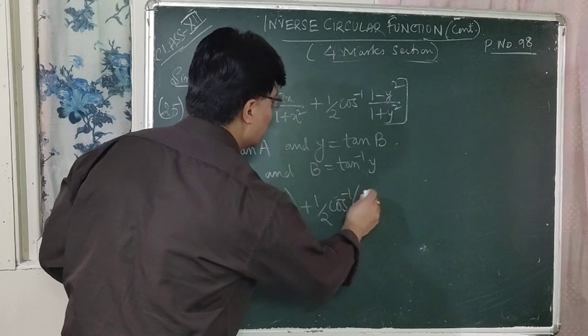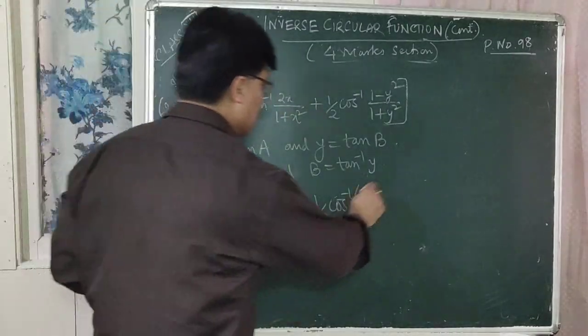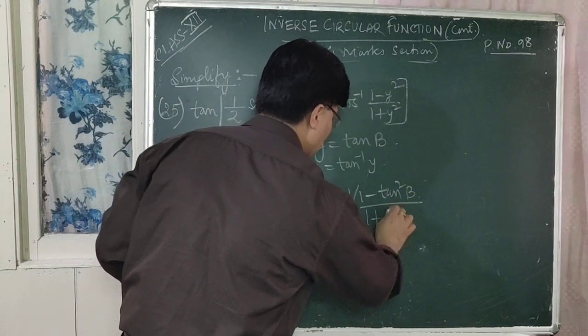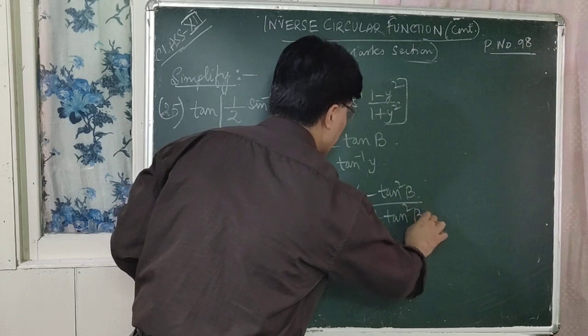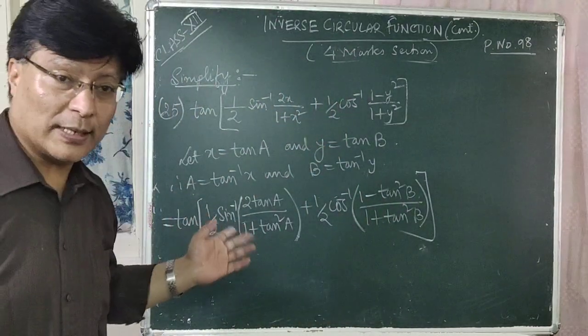cos inverse within bracket 1 minus. So what is y in this case? It is 1 minus, what is y square? Tan square B divided by 1 plus tan square B. First bracket closed, third bracket closed. So I think you have understood it.